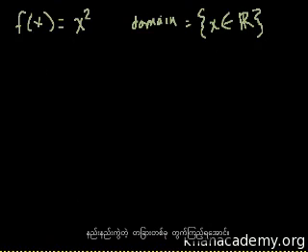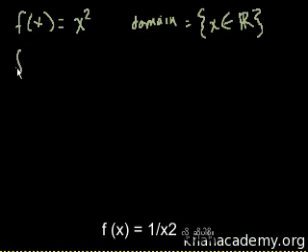So let's do another one, a slight variation. Let's say I had f of x is equal to 1 over x squared.